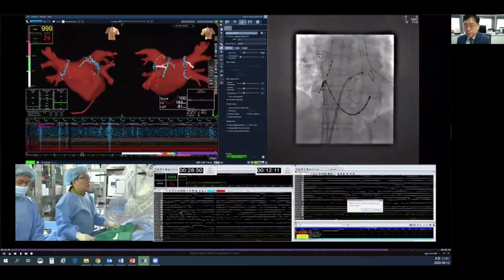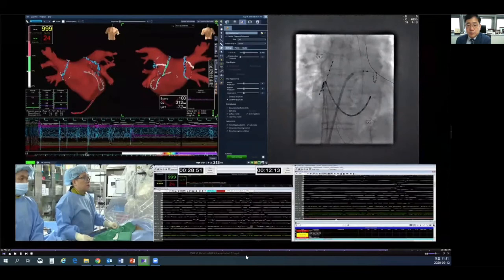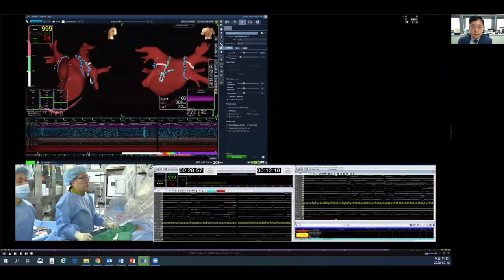Okay. So this is the finish of a pulmonary vein isolation. We conducted the pulmonary vein isolation with high power short duration ablation successfully and smoothly, and it took about 30 minutes. It's quite a fast and efficient ablation procedure.